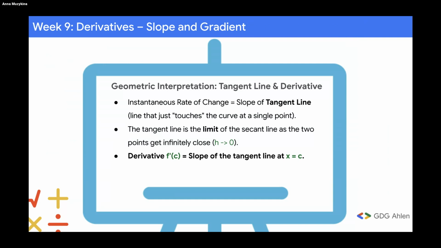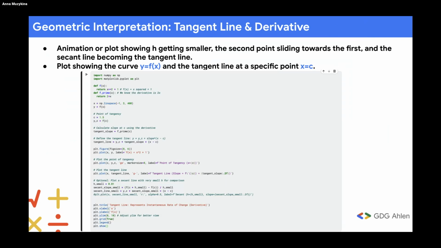The slope of this tangent line represents the instantaneous rate of change of the function exactly at that point where x equals c. And this is the geometric meaning of the derivative. The derivative of f at point c, f prime of c, is the slope of the tangent line to the graph of y equals f of x at the point where x equals c.